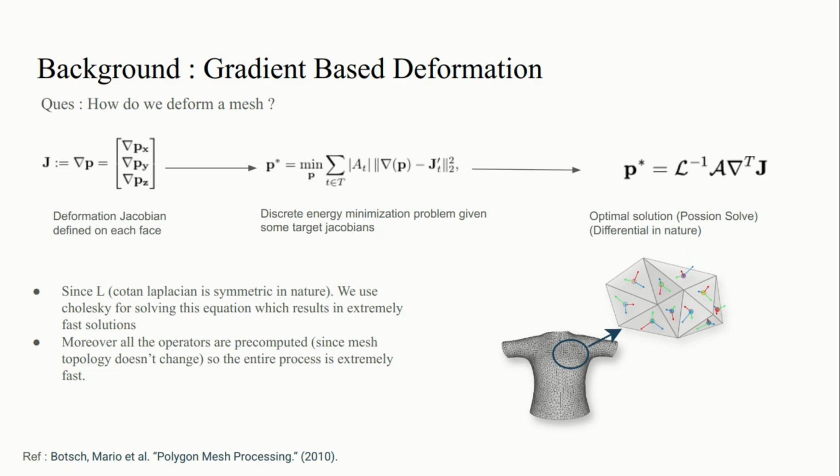The key takeaway is that this entire operation is differentiable. And as your slides note, because the math is well structured, we can pre-compute many of the operators and solve this extremely fast using a Cholesky decomposition. This gives us a fast differentiable way to deform a mesh, which will be the core of our geometry module.